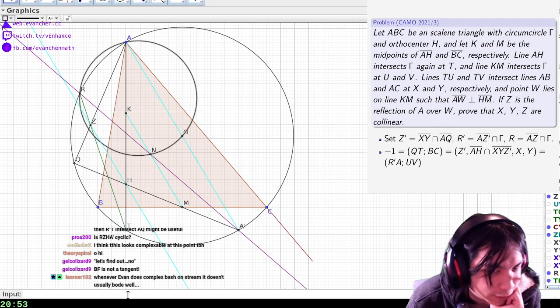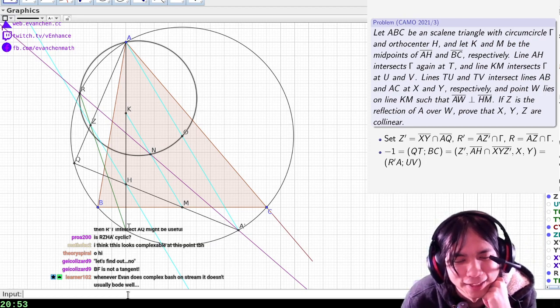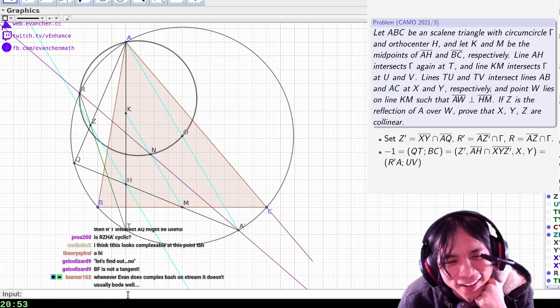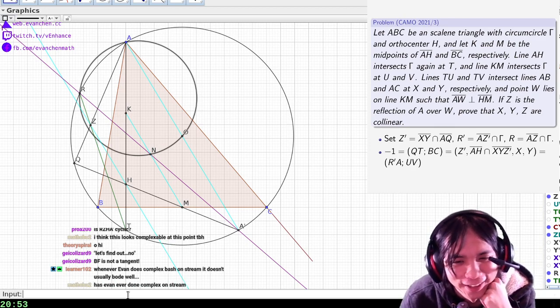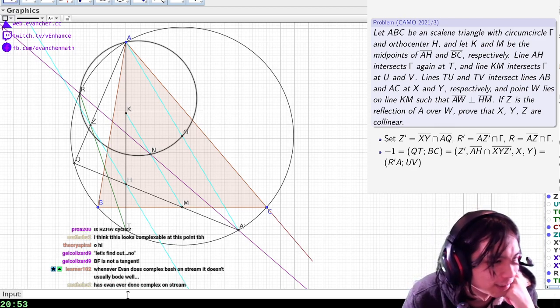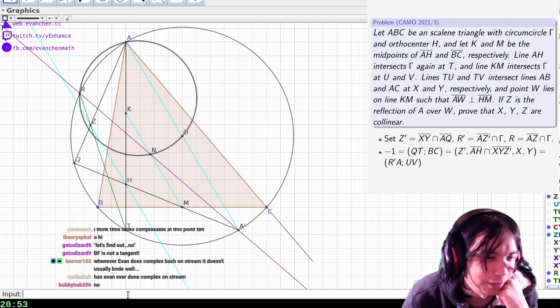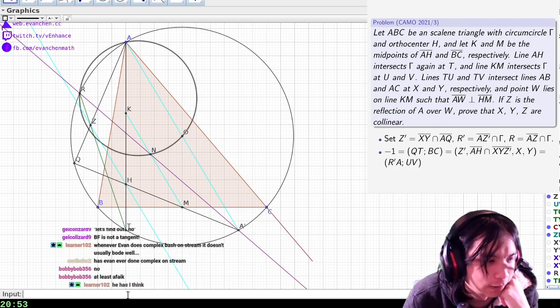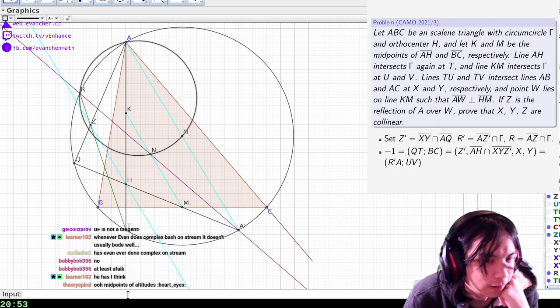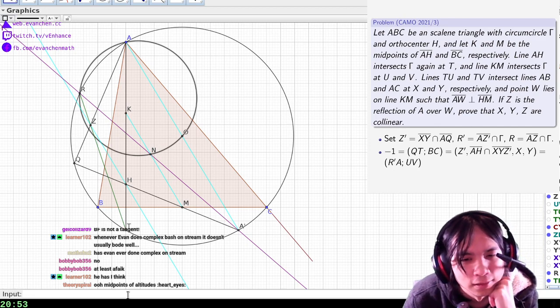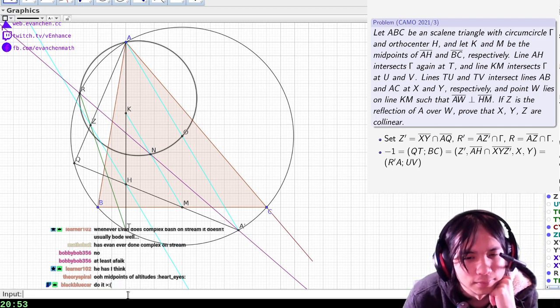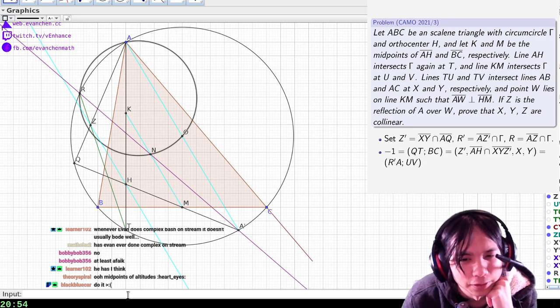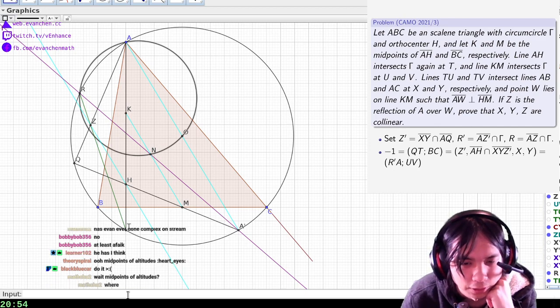Whenever it does complex smash on stream, it doesn't bode well. Is that a suggestion? Is that what you want? I have done complex bashes on stream before. They don't typically go very well because it's really hard to... I'm not optimistic about it here because I don't know how you'd intersect RA prime with line KM. It seems really bad.